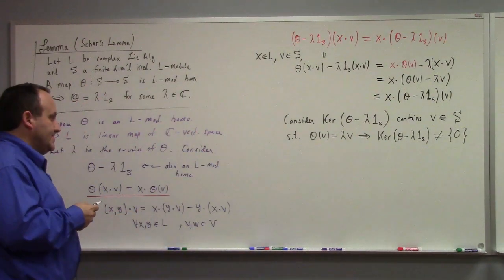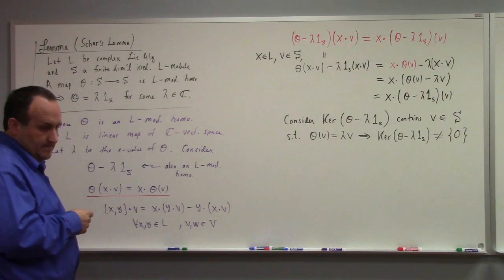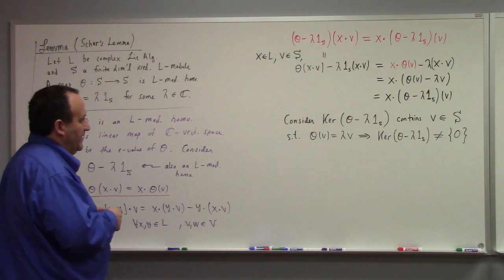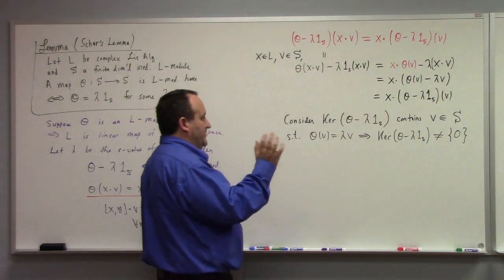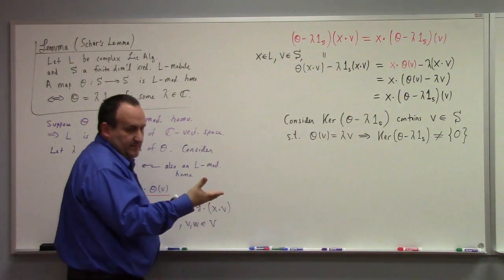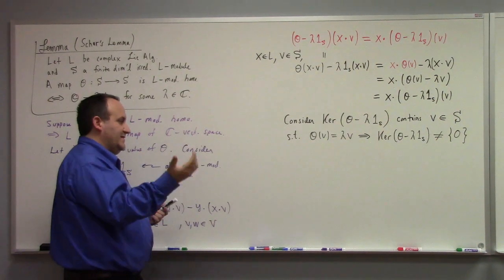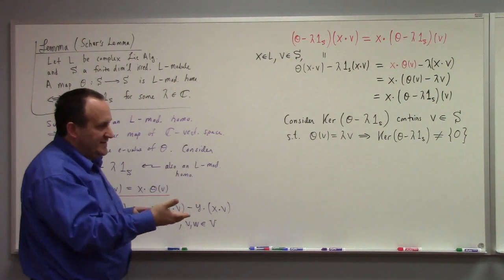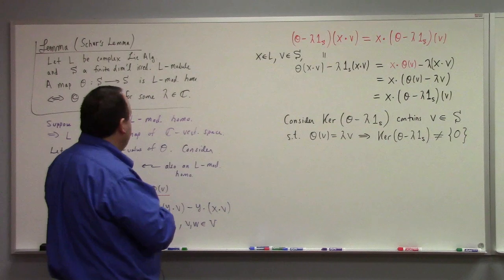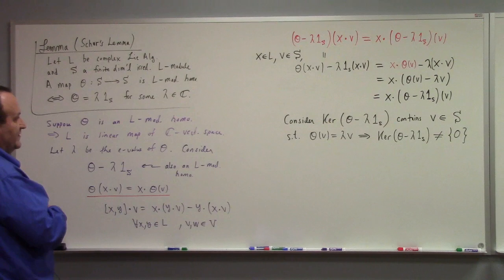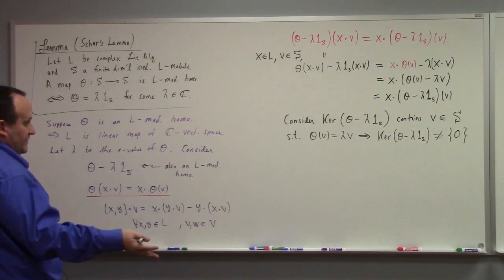Well, wait. Oh, that's the kernel, the things this map sends to zero. My point is that a particular vector that's mapped to zero by this map is the eigenvector that we know exists. So since the eigenvector exists, the kernel is not the zero set. It contains at least one non-zero vector. But S is an irreducible L-module, so we're stuck with the kernel being the whole thing.